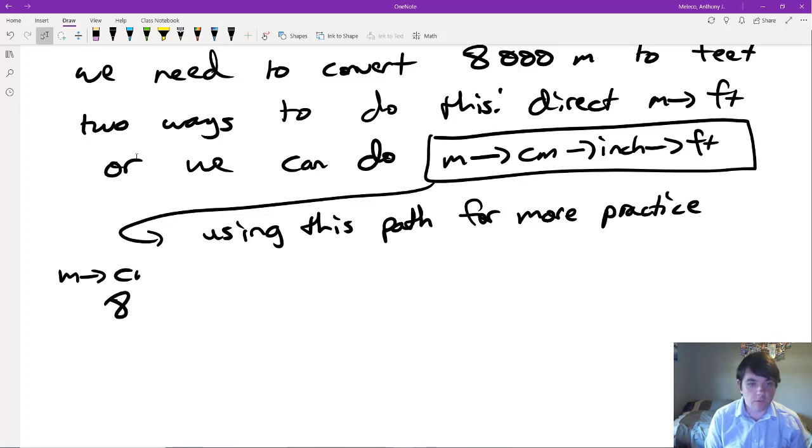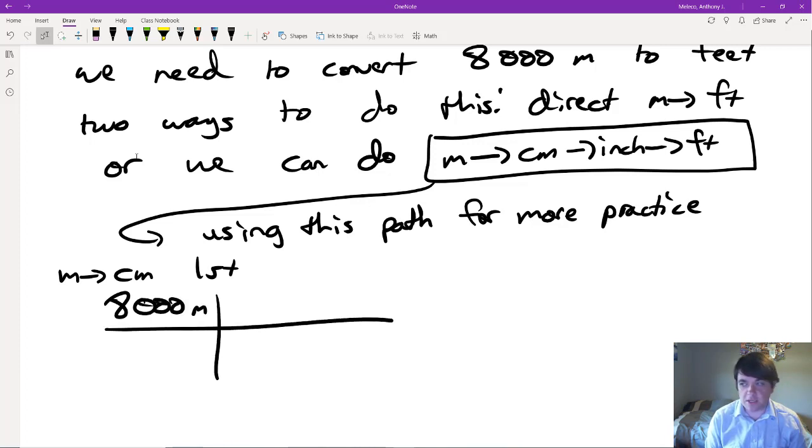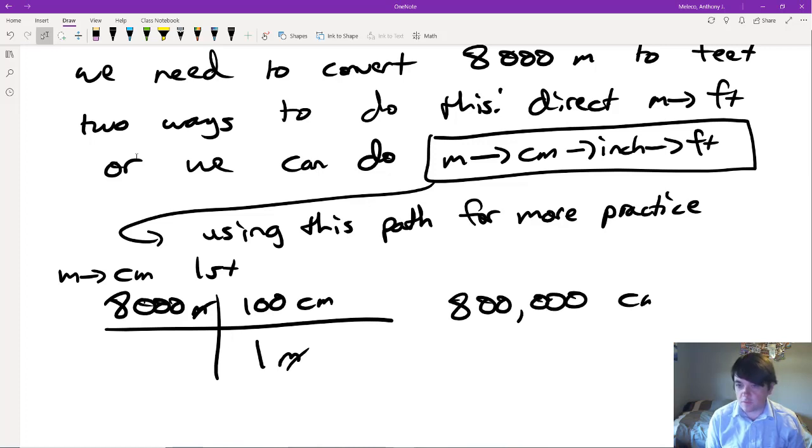So meters, so 8,000 meters. And then in 1 meter, there are 100 centimeters, okay? If you're going from larger to smaller, you'll have more. If you're going from smaller to larger, you'll have less, okay? So cancel out the meters, multiply 8,000 times 100, and what I get is 800,000 centimeters, or 8 times 10 to the 5 centimeters.